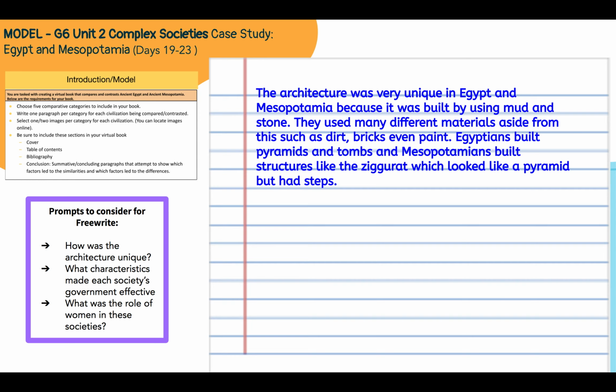How did the Egyptians and the Mesopotamians build their structures? Did they use people? Did they use certain tools or technology in order to build these amazing structures? You want to be able to give as much detail as possible.